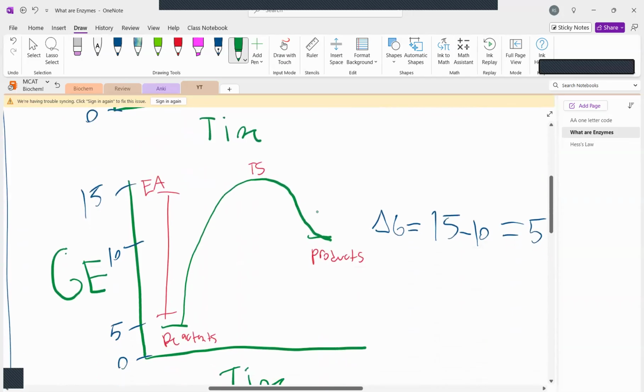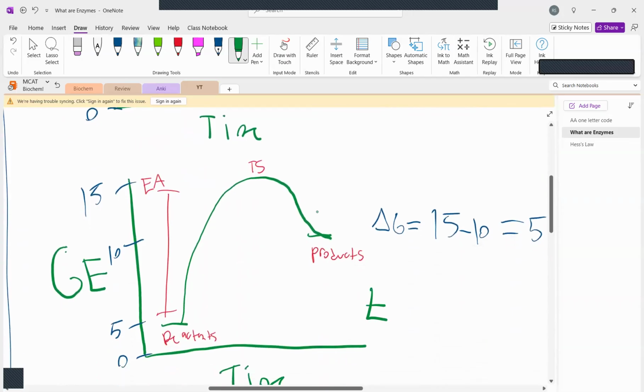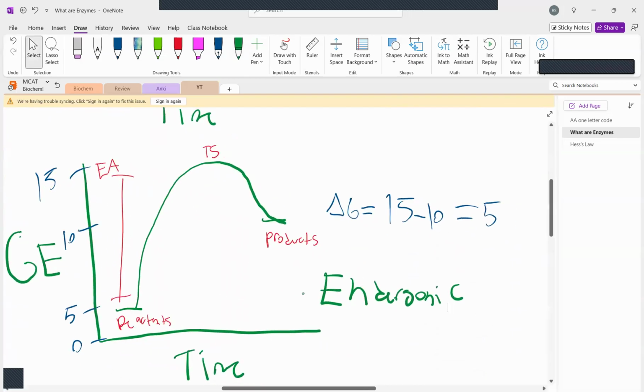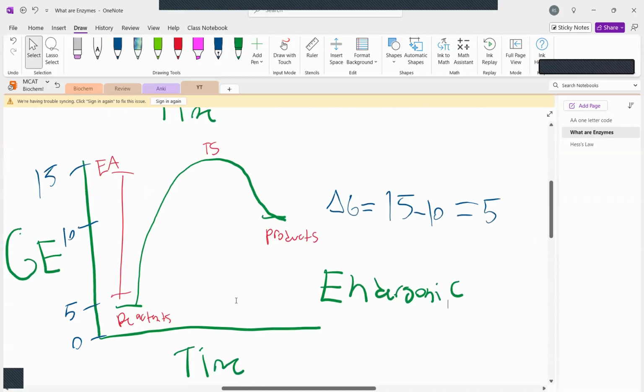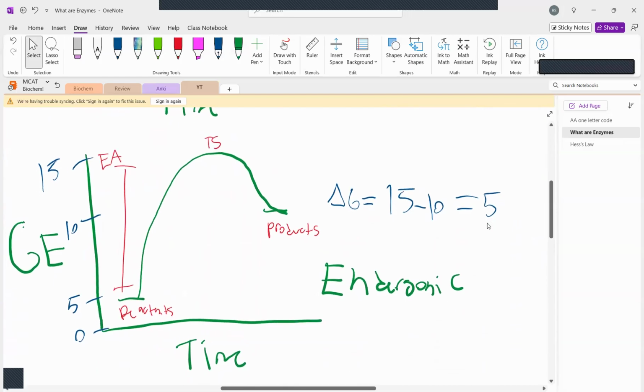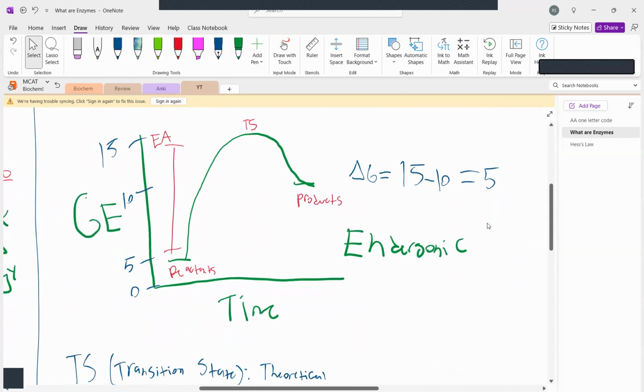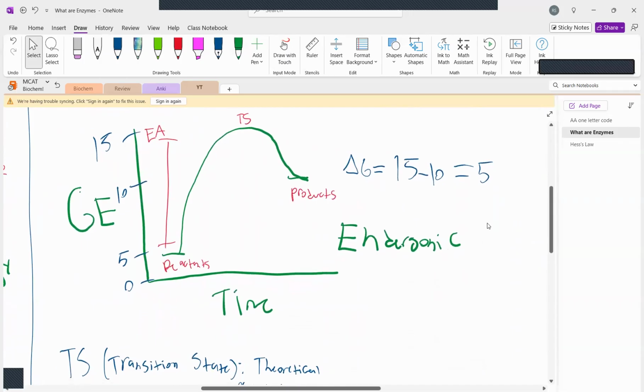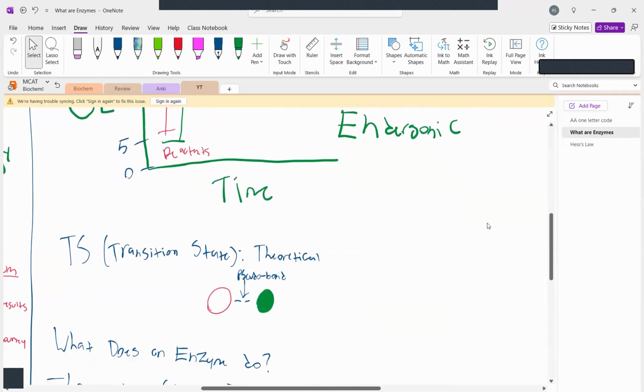Then over here we have an endergonic graph, and you can tell right away because the products have a higher energy than the reactants. Once again, if you look at the delta G and it's positive, then that tells you that you need energy in order to have that reaction occur. Like you need heat energy.